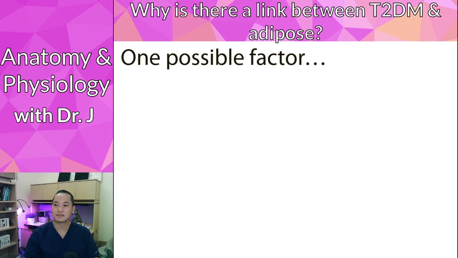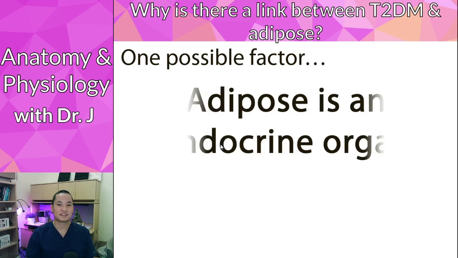Okay, so then is there a link between type 2 diabetes mellitus and adipose? So why is there a link? And one factor is, okay, why is all this talk about fat and obesity? Well, the thing is that adipose is more than just fat. It's actually an endocrine organ, so it means it produces hormones.